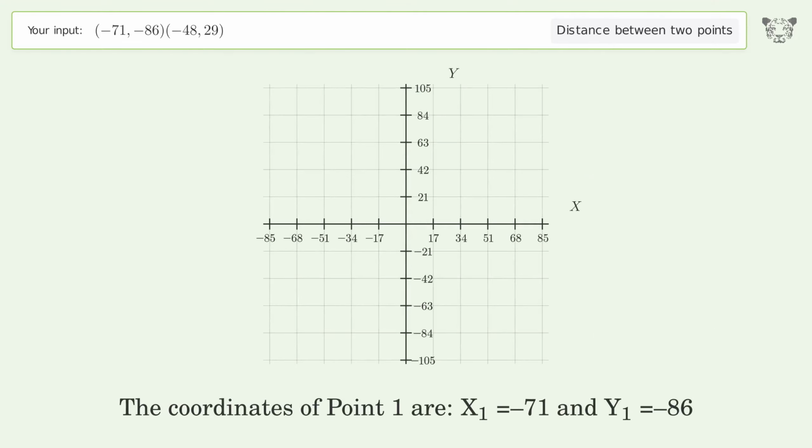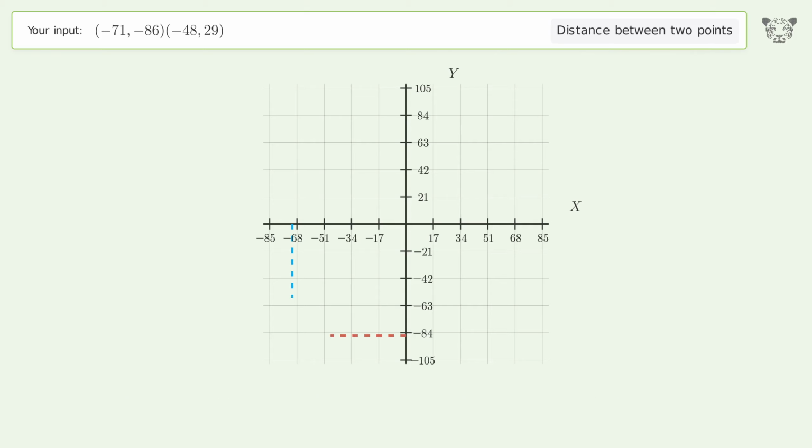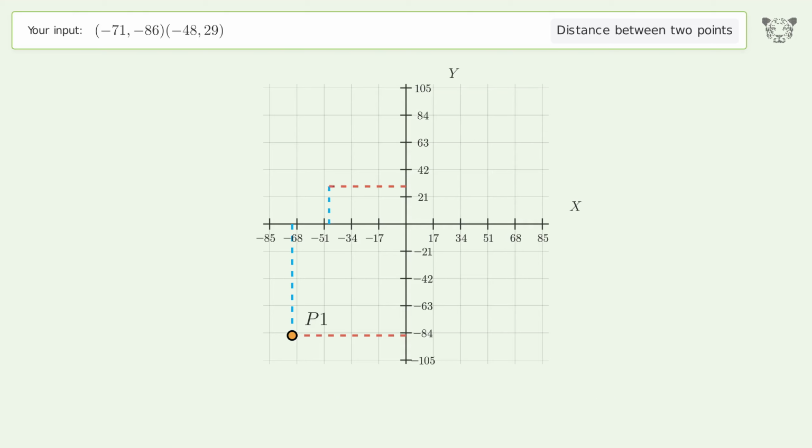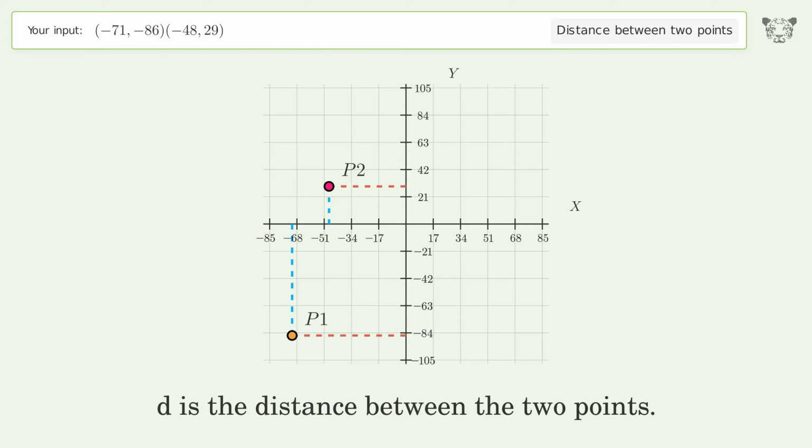The coordinates of point 1 are, x1 equals -71 and y1 equals -86. The coordinates of point 2 are, x2 equals -48 and y2 equals 29. D is the distance between the 2 points.